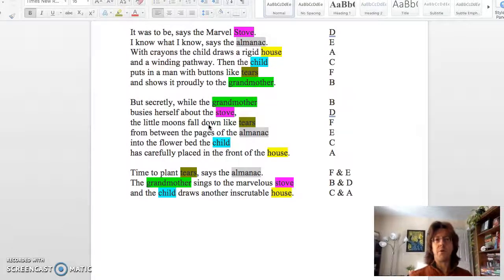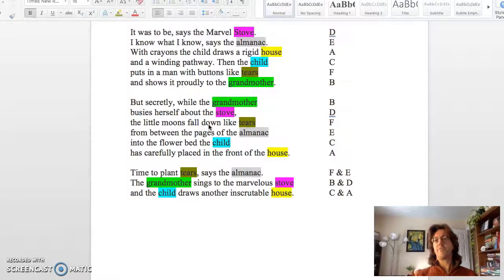"It was to be," says the marble stove. "I know what I know," says the almanac. With crayons, the child draws a rigid house and a winding pathway. Then the child puts in a man with buttons like tears and shows it proudly to the grandmother. But secretly, while the grandmother busies herself about the stove, the little moons fall down like tears from between the pages of the almanac into the flower bed the child has carefully placed in front of the house. "Time to plant tears," says the almanac. The grandmother sings to the marvelous stove, and the child draws another inscrutable house.